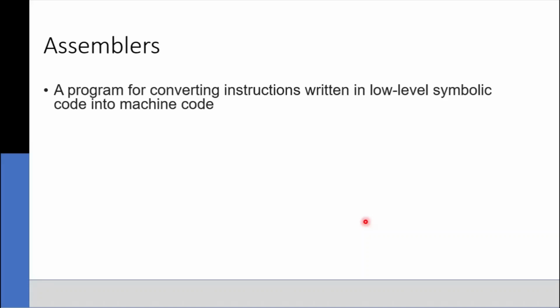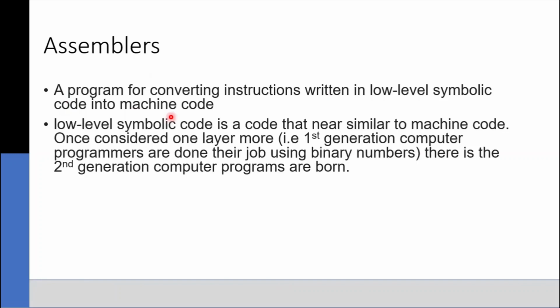Now we will discuss assemblers. An assembler is a program for converting instructions written in low-level symbolic code into machine code. So, what's the meaning in here? It's a program that converts instructions.